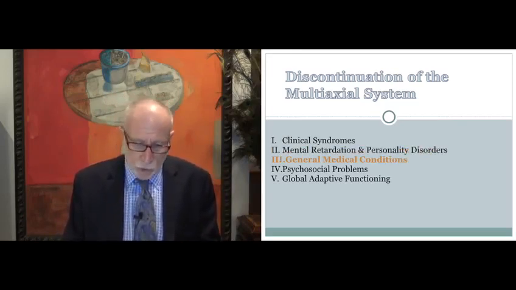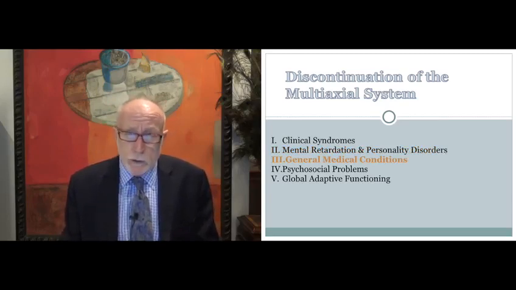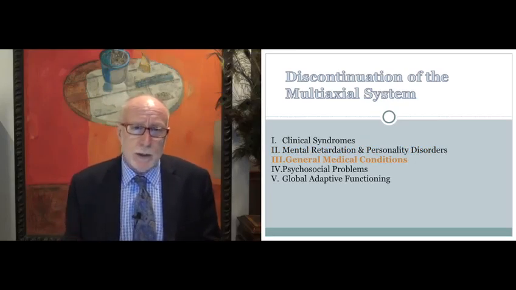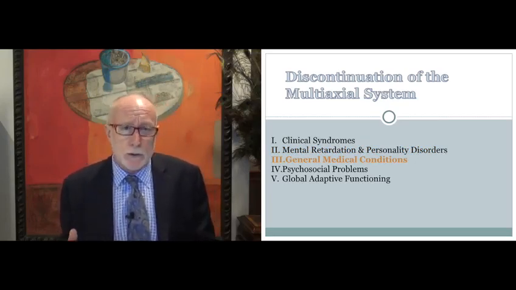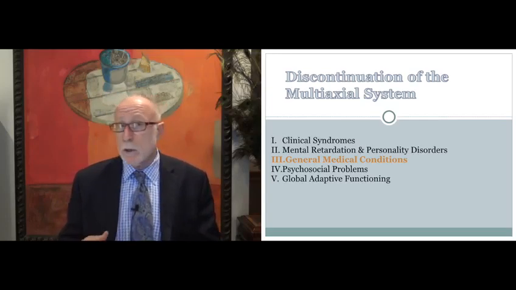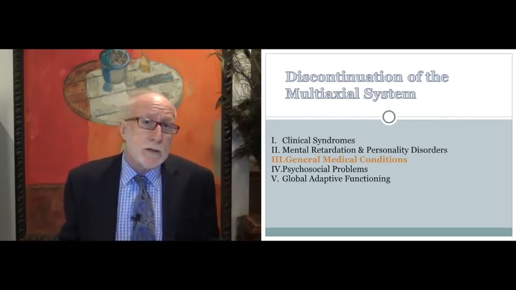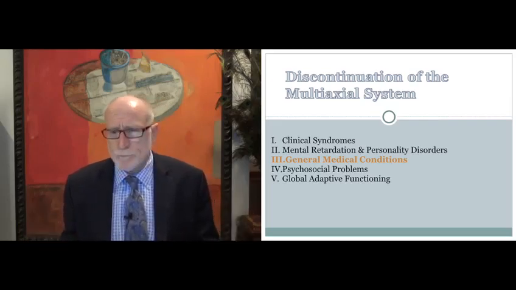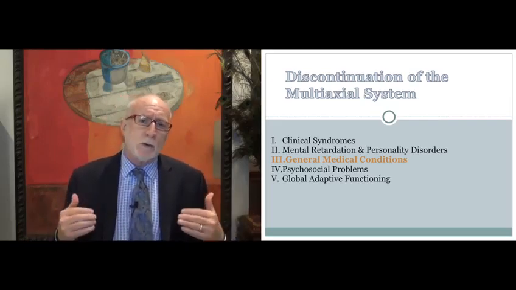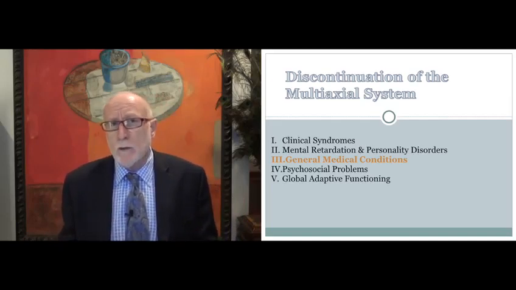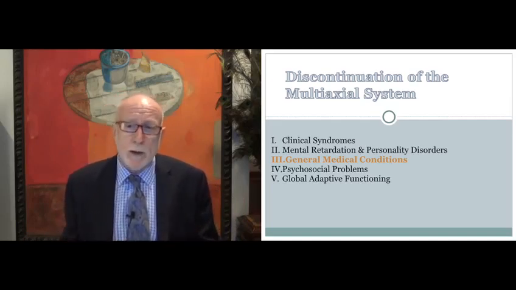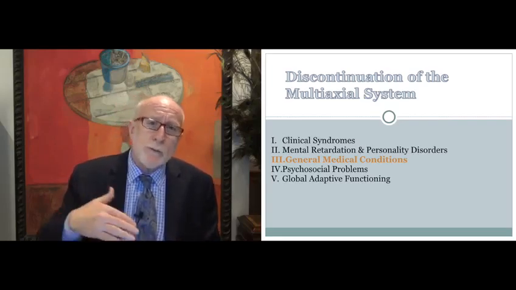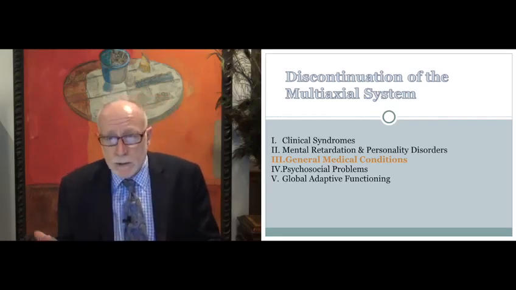So out with Axis 2. Axis 3 had to do with general medical conditions. General medical conditions was designed to allow us to indicate physical disorders, medical disorders that accompanied psychological disorders. Somebody comes into you and they have a generalized anxiety disorder, they have a depression, they have a phobic disorder, whatever they may have. And they also have medical conditions. So for example, they may have a mitral valve prolapse, or they may have an ulcerative colitis. It allows you to see and to record the physical disorders that may accompany, say, an anxiety disorder.